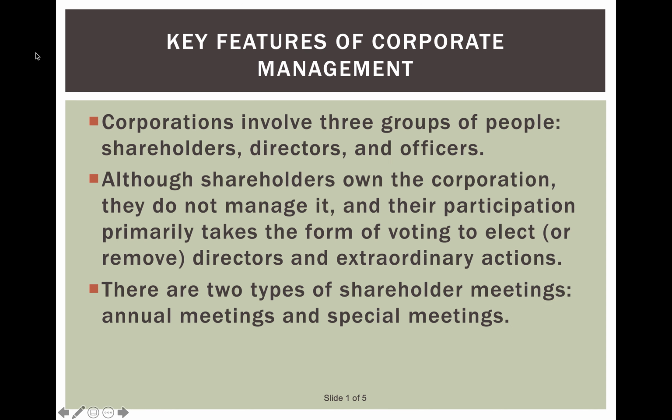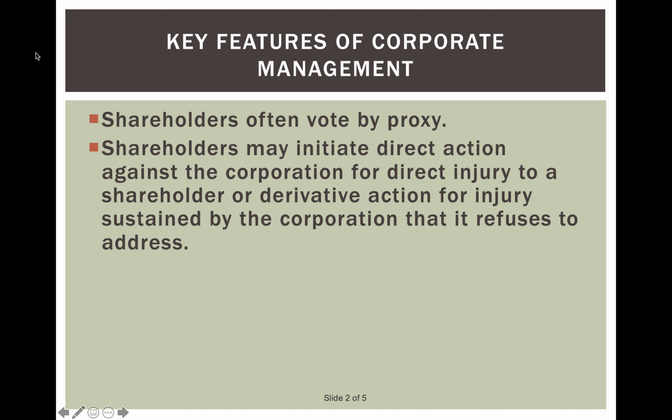So just to recap, the three main groups of people are shareholders, the owners; directors, the overseers; and the officers, the day-to-day managers. Shareholders own, but they don't manage, and basically all they do is indirectly participate by voting. And they do so usually at annual meetings and special meetings. If they feel that they have been wronged, they can bring a direct action or a derivative action.